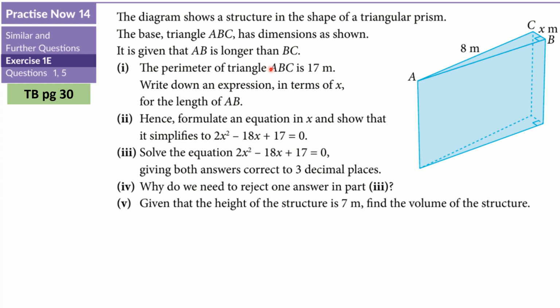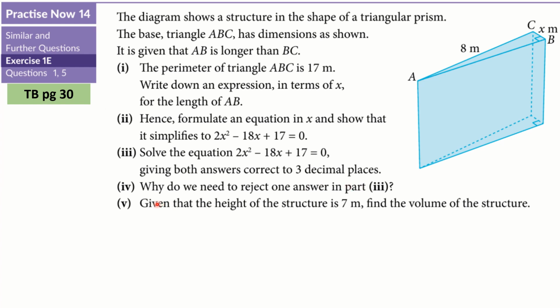Whenever we deal with a problem, it's important that we read through the question first to understand what it is talking about. Then, looking at part 1, the perimeter of the triangle ABC is 17 meters. We want to write down an expression in terms of x for the length of AB. Following that, in part 2, we want to formulate an equation and show that it simplifies into this quadratic equation over here. In part 3, we want to solve the equation, leaving our answer to 3 decimal places.